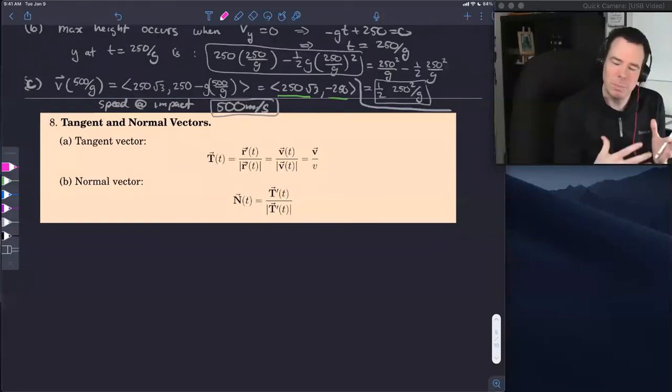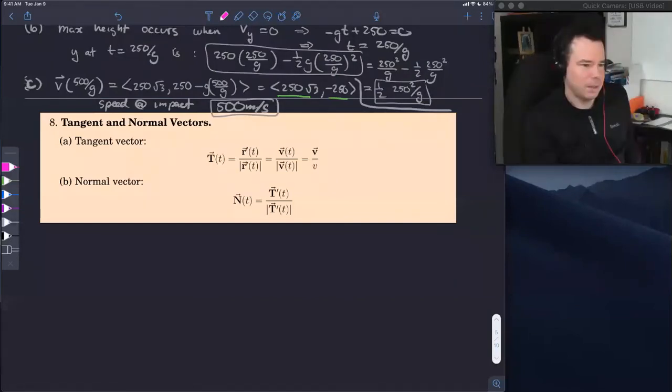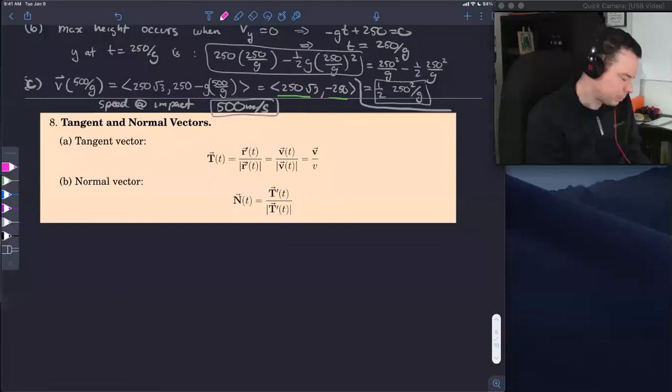But there's also going to be another vector that we're going to have to get a feel for, and that's a vector that's perpendicular to the tangential direction. That's what we're going to call the normal vector, and we're going to see very quickly how we can calculate these things.